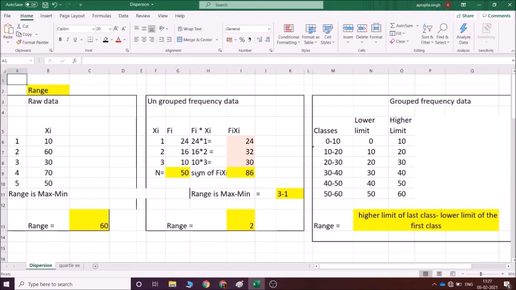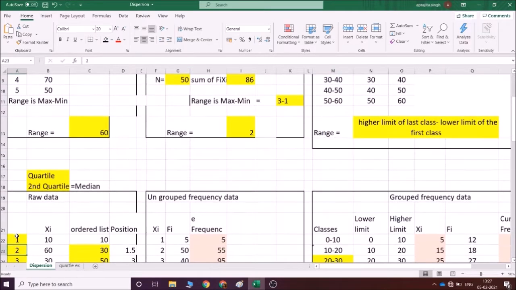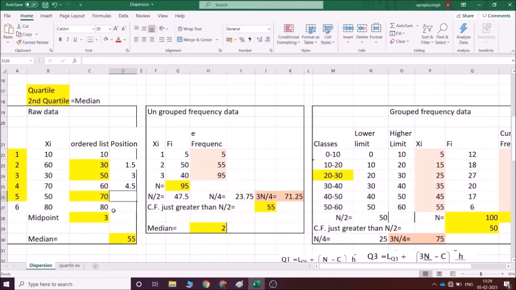For an ungrouped frequency distribution, again you find the value of xi. The maximum number is 3 minus the least number, the minimum number. So thus you get 2. If grouped frequency distribution data is given to you, you are just going to do the higher limit, that is 60, minus the lower limit, that is equal to 60, which is the range in case of grouped frequency data.